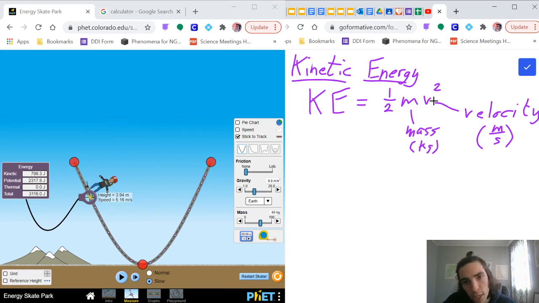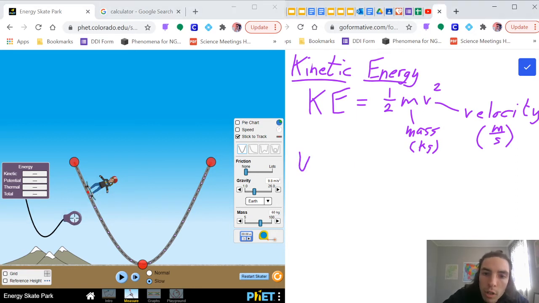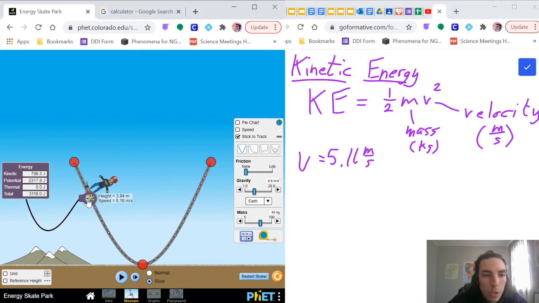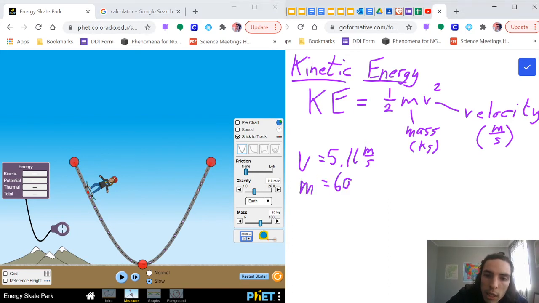But just like in our potential energy equation, we could solve this kinetic energy equation for any different piece of this equation. So just to take an example here, and I know we can see our kinetic energy there, but let's pretend that we just know the speed here, which is related to velocity. Let's say our velocity there looked like 5.16 meters per second. And again, I'm getting that number just from measuring using this little measuring tool in the simulation to find what this speed is. So let's say we know it's 5.16. The mass is still 60 kilograms for this skateboarder, and that's all we need. And then our question is, what is kinetic energy?